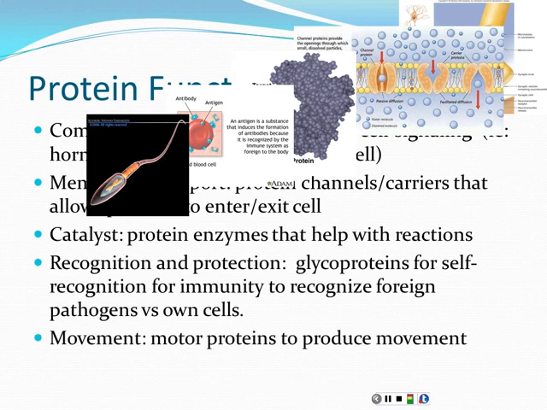Lastly, that I want you guys to know is movement. So there are motor proteins. So here we have a motor protein at the end of a sperm here to cause it to be mobile. We also have motor proteins across our muscle fibers to be able to contract whenever we flex.